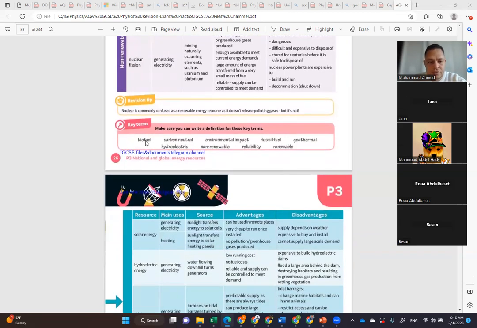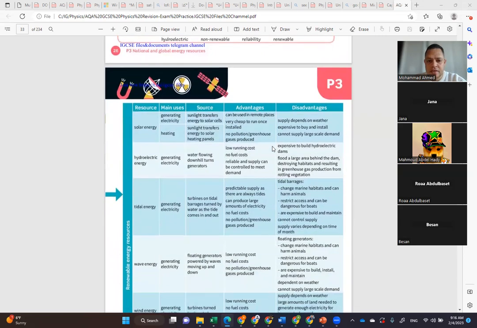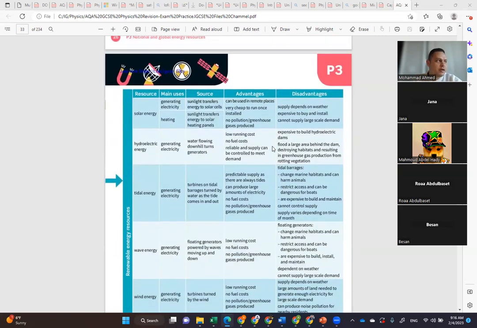We need to know the difference or the definition of biofuel, carbon neutral, environmental impact, fossil fuel, geothermal, hydroelectric, non-renewable, reliability, and renewable natural or energy resources. Now we're going to take the second part, the renewable energy resources. So we said the first one is going to be solar energy. Solar energy, this is the main source of renewable energy resources.